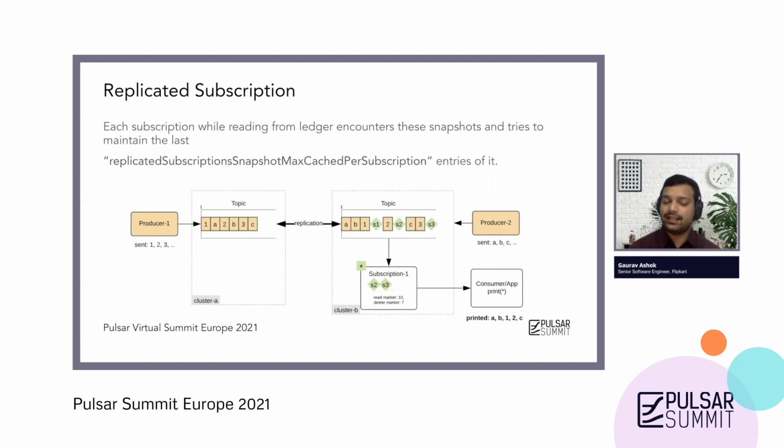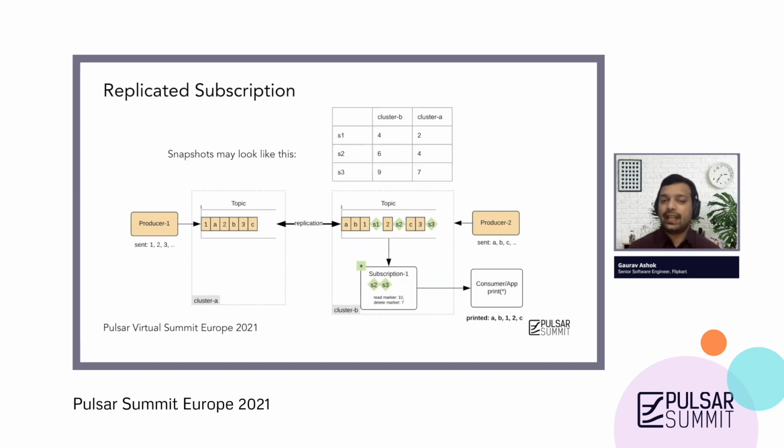The read marker is a few messages ahead, let's say 10, and up to this point, the subscription has encountered all these snapshots. But let's say that it is only maintaining the last 2 snapshots. So here it is S2 and S3. S1 can look like, let's say, cluster B's 4 position is mapped to cluster A's 2 position. And S2 will say the 6th position in cluster B is mapped to the 4th position in cluster A, right?